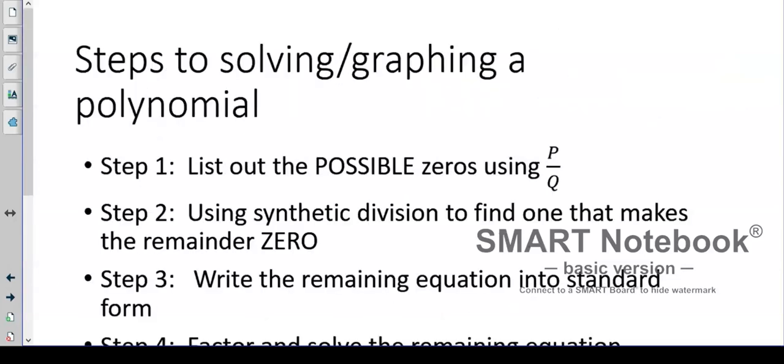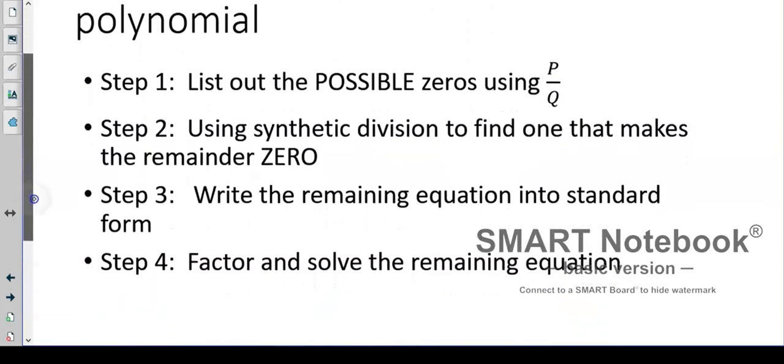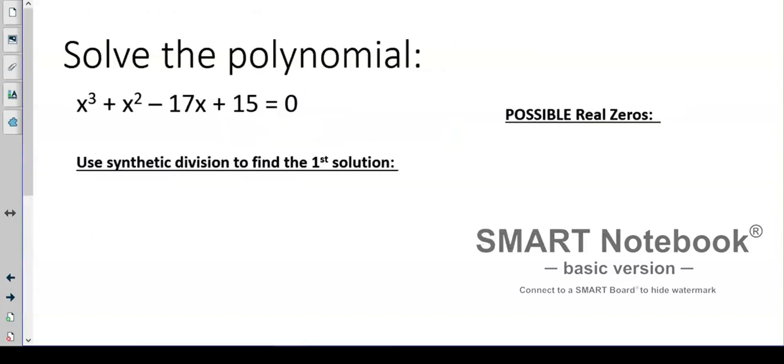All right, so what are the steps? List out all the possible zeros using P over Q. Use synthetic division to find one that makes the remainder 0. Okay, again, here's the cheat. Use the calculator to find that first one, and then use synthetic division from there on out. Write the remaining equation, factor, and solve for the remaining numbers.